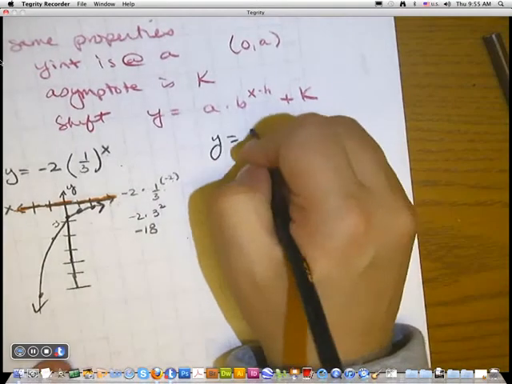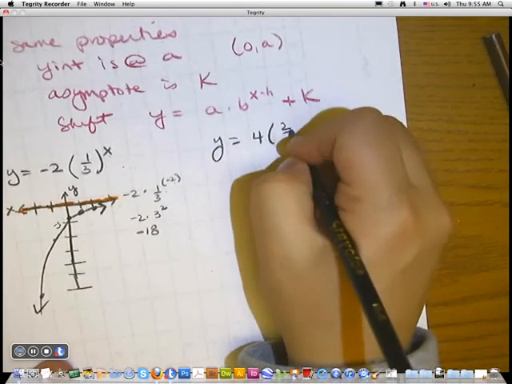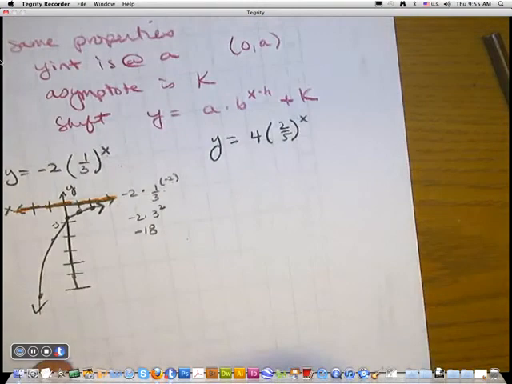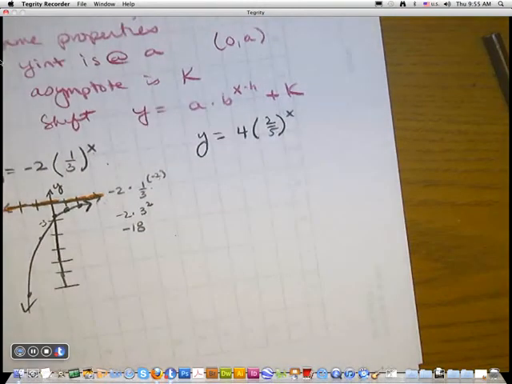All right, y equals 4 times 2/5 to the x. Take a second and try it on your own. Pause the video and then come back to it and see if what you have matches what I have. So pause it and try the example on your own.